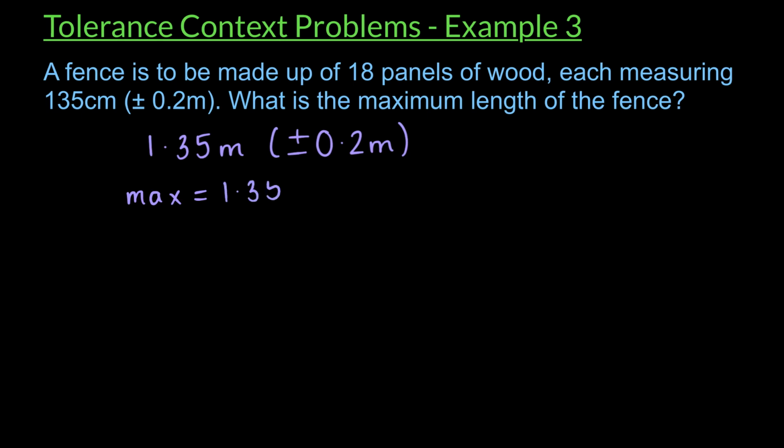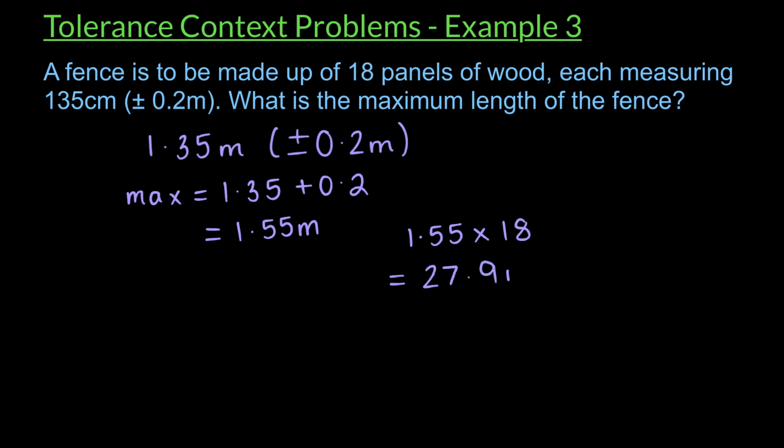So 1.35 plus 0.2 is 1.55. So the maximum length that each individual panel of wood can be is 1.55 metres. So the maximum possible length of the fence would occur if every single panel of wood, so every single piece of those 18 pieces of wood, is the maximum of 1.55. So if we're working on that assumption, we'll say 1.55 times 18, and you can use a calculator for this. It gives you an answer of 27.9 metres.